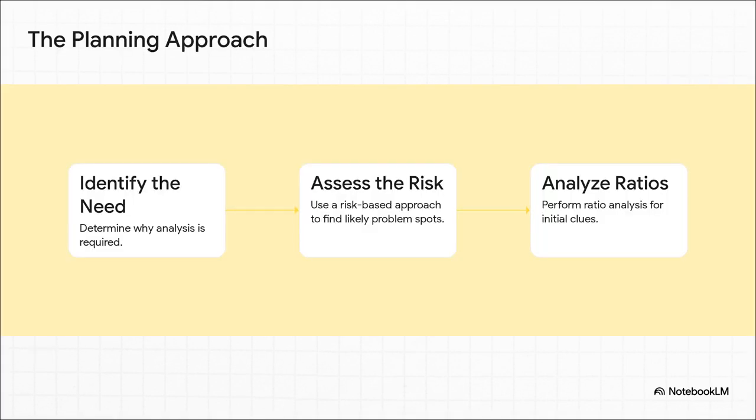So how do they do it? Well, first, they figure out why the analysis is even needed. Then, they use what's called a risk approach to pinpoint those potential problem areas. And finally, they do some preliminary ratio analysis, which is kind of like a doctor checking a patient's vital signs to get the first clues about their financial health.